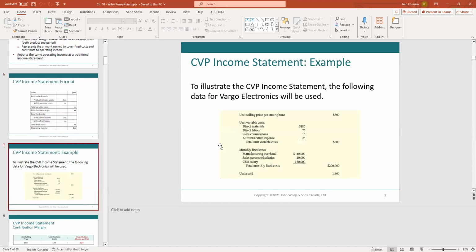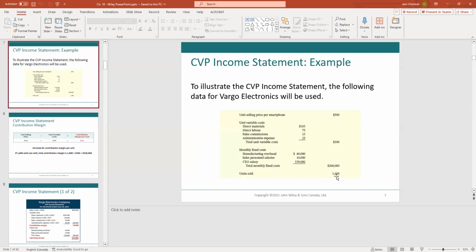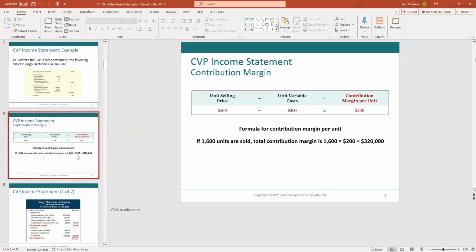This is one example that we can have here. Unit selling price per sales one is $500. Variable cost is $300. Fixed cost is $200,000. Units that we're selling: 1,600 units. So our unit price is 500, variable cost 300, our contribution margin per unit is $200. Since we're selling 1,600 units, how much do these units contribute to our company? They contribute in total $320,000.